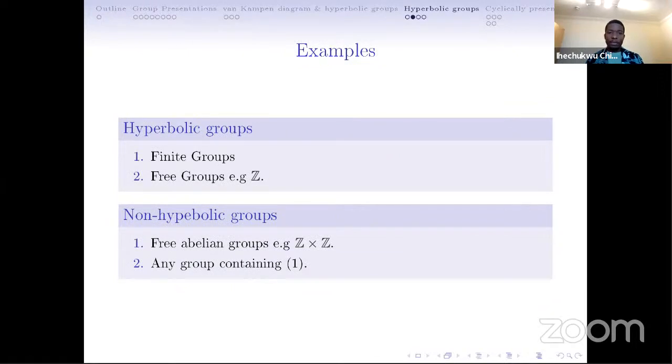So I'll give you some examples of hyperbolic groups. Every finite group is hyperbolic. Okay, so in terms of this, they are not very interesting because they are all hyperbolic. The free group of rank 1, in fact, all free groups are hyperbolic. For example, the integers. But the free abelian group of rank 2 is not hyperbolic. And in fact, any group containing it is not hyperbolic. So this is some infinite family, and this is another infinite family of non-hyperbolic groups.